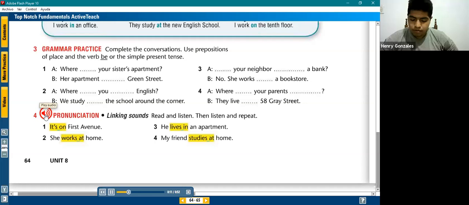1, It's on First Avenue. 2, She works at home. 3, He lives in an apartment. 4. My friend studies at home. Now listen and repeat. It's on First Avenue. She works at home. He lives in an apartment. My friend studies at home.